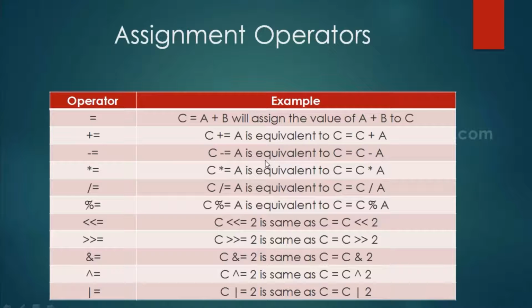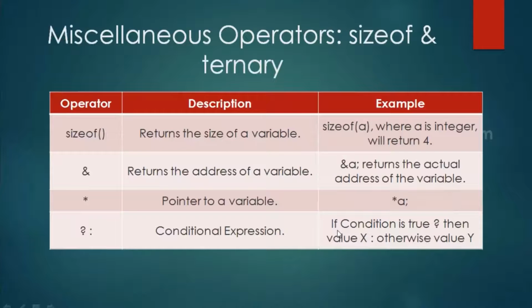Same is true with the minus operator. If I have C minus equal to A, then it is equivalent to C equal to C minus A. If I have C divide equal to A, then it is equivalent to C equal to C divided by A. So this will divide and then assign it to C. Same is true with the modulus operator. Now this is the left shift assignment operator, which is the same as C equal to C left shift 2.